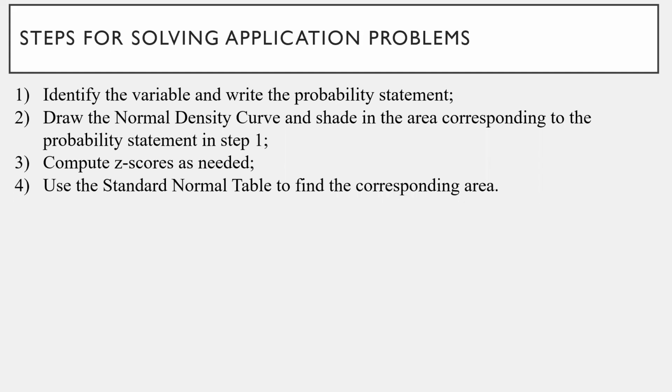Here's how you're always going to do these problems. It's always these 4 steps. First, you identify the variable and write the probability statement. The first is always something like, let x equal, and the probability statement is always something like the probability that x is less than some number, or greater than some number, or between some numbers.